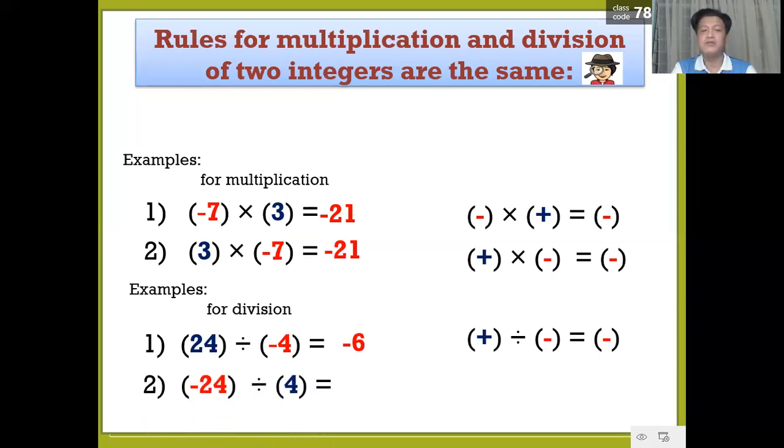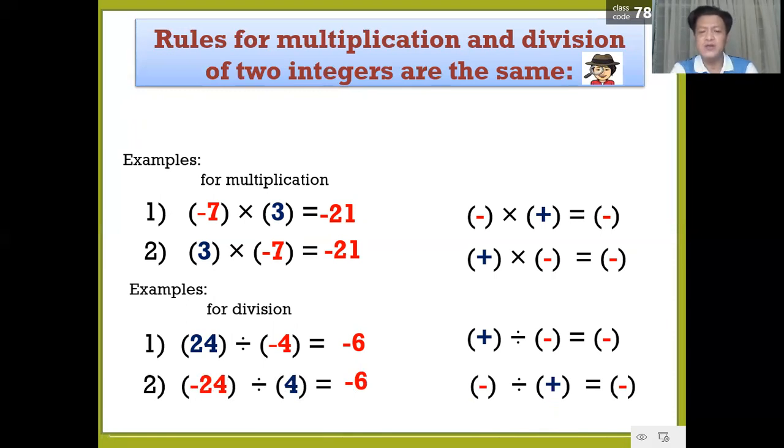Let's have example number 2. Negative 24 divided by 4 is equal to negative 6. As you can see that the numbers being divided are different signs. Okay, kaya nga siya always negative. So the rule is simply any negative divided by any positive, the quotient of these integers is always negative.